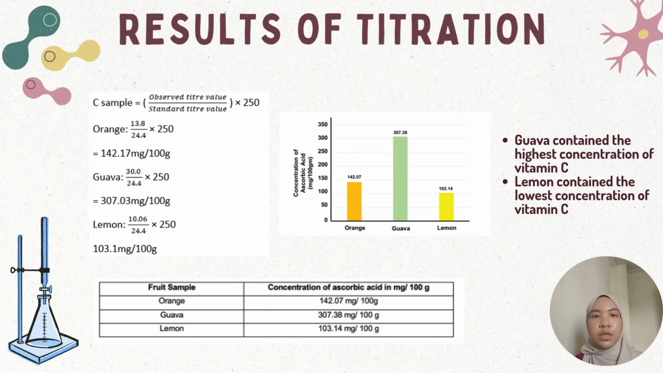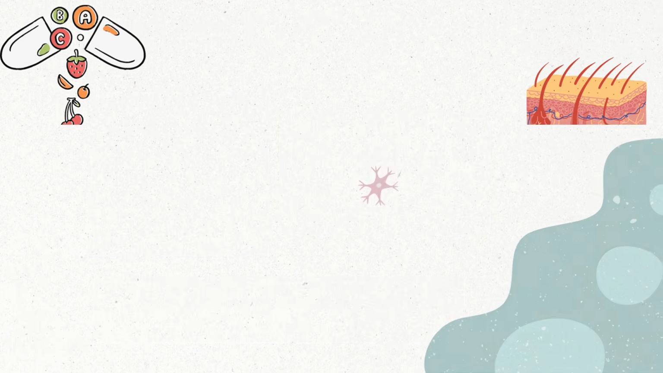The result indicates that guava is the richest in vitamin C among the fruits tested. This is because it required the largest volume of iodine solution during titration, showing that it contained more ascorbic acid. Overall, the result demonstrates that different fruits contain different concentrations of vitamin C, with guava providing a higher level compared to orange and lemon.